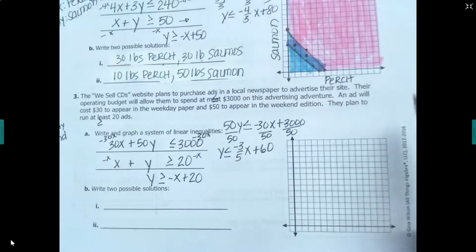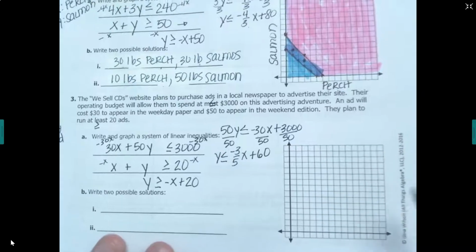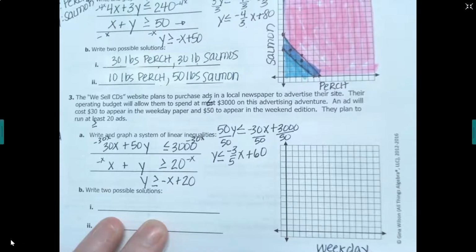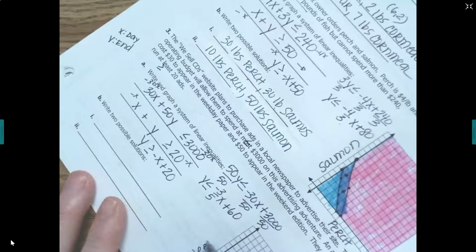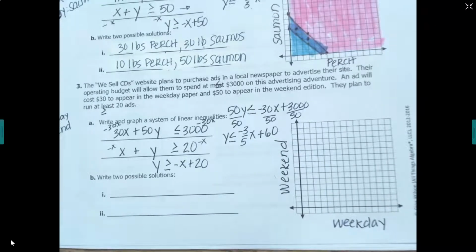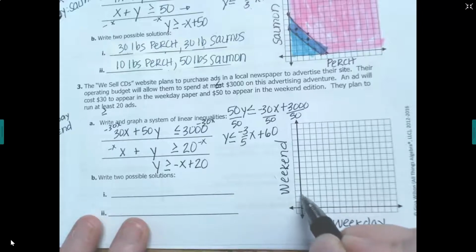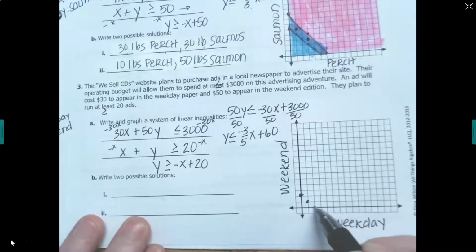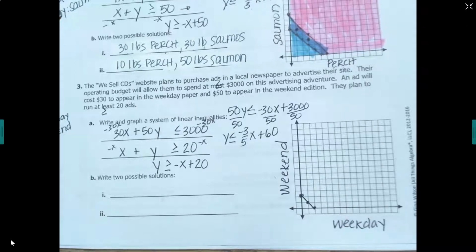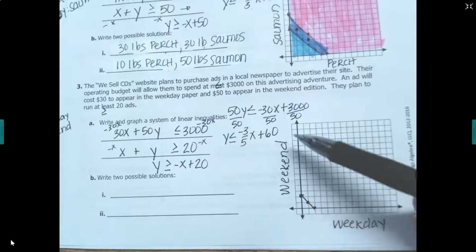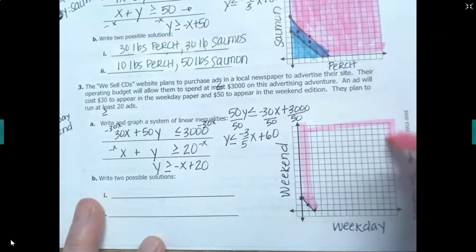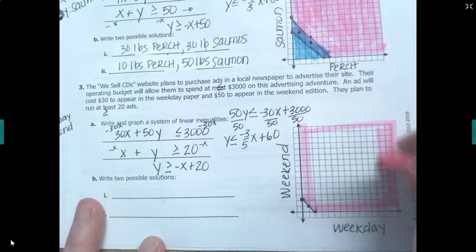Okay, so we're going to run the same as we did with our salmon and perch. We're going to run in 10 increments. And so our x value is our weekday. Our y value is our weekend. Labeling them makes it a lot easier to get your answer. So I'm going to start with this inequality that starts at 20, so 10, 20, with a slope of negative 1. It needs to be solid. And the y value is greater than or equal to. So go to that y-intercept, greater than or equal to is above. So I'm going to shade all of this for that bottom inequality that we wrote.